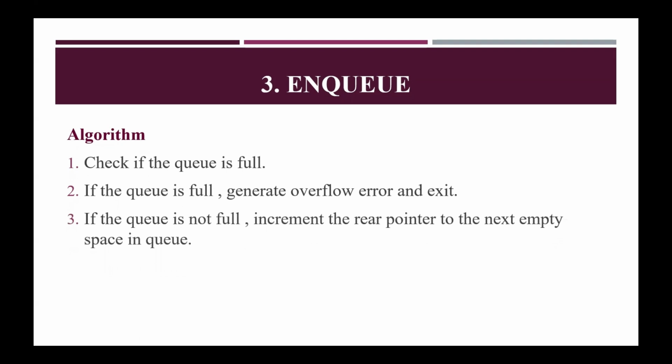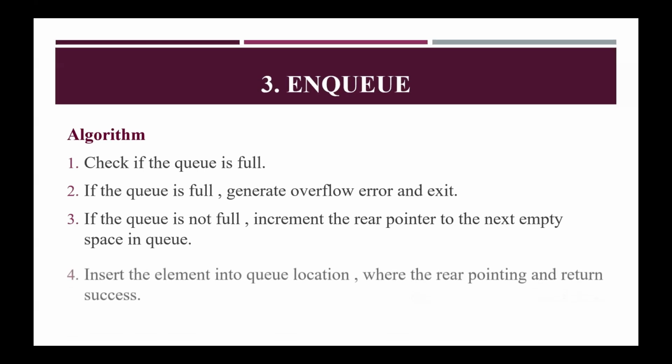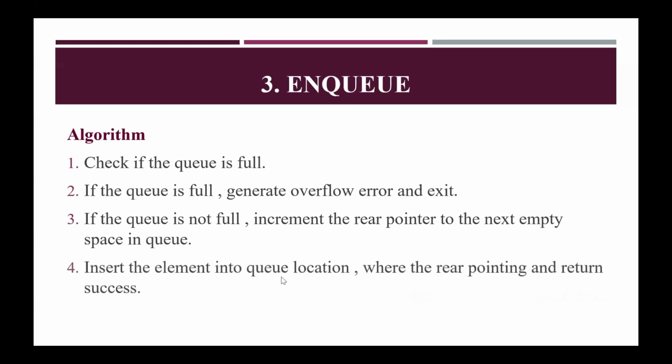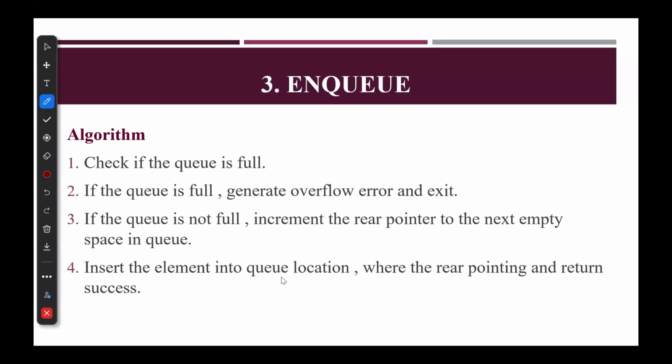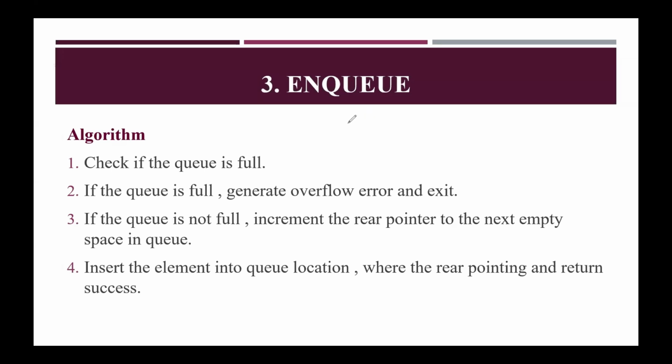If the queue is not full, meaning there is space, then we have to increment the rear pointer. Why the rear pointer? The rear pointer is used to insert an element into the queue. So we have to point to the next empty space. After incrementing, we insert the element into the queue. This is the way we perform the operation. For example, this is our queue.